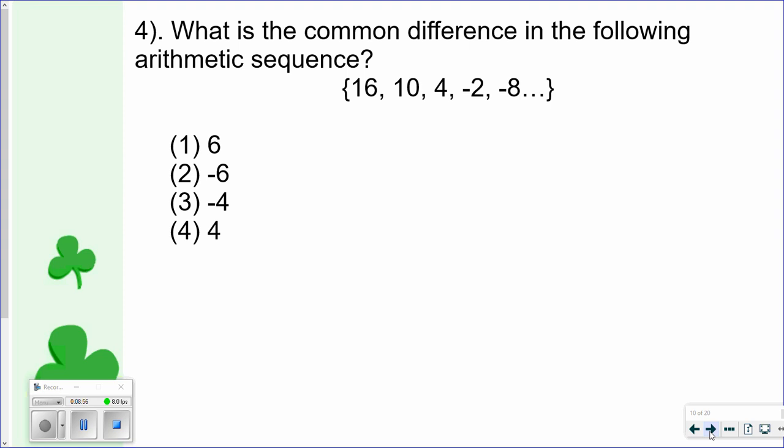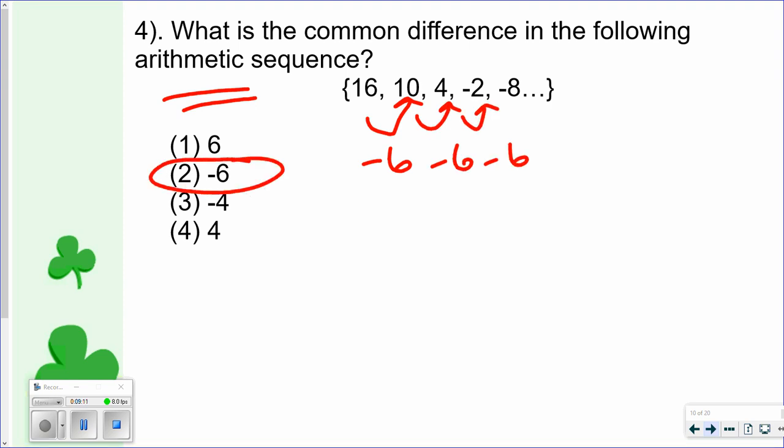So our common difference, they told us it was an arithmetic sequence. If they tell you it's arithmetic, they make that easier. Right away, I know I'm adding or subtracting. So from 16 to 10, I subtracted 6, subtracted 6, subtracted 6. There's my common difference. So those are arithmetic sequences.